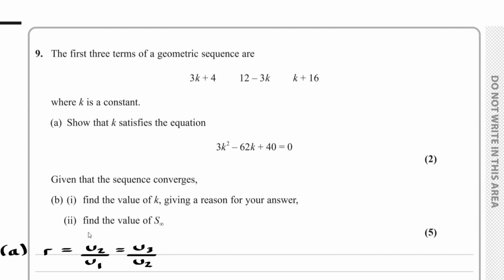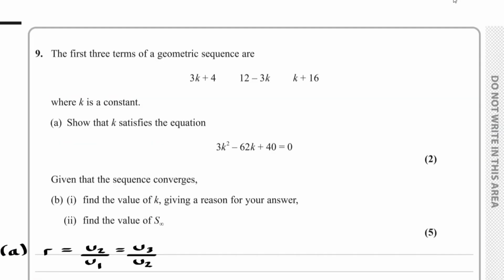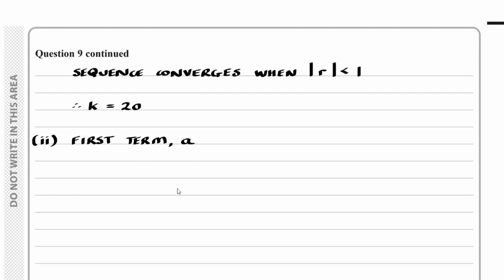For the second part of part B, we have to find the sum to infinity. Well, what we know is the sum to infinity is equal to a, the first term, over 1 subtract r, where r is the common ratio, and the mod of r is less than 1. So we know that the first term is given by 3k plus 4. So finding out the first term, a is equal to 3k plus 4. So we have 3 multiplied by 20 plus 4, which is 64. The common ratio, that's negative 3/4, is found by substituting in k equals 20.